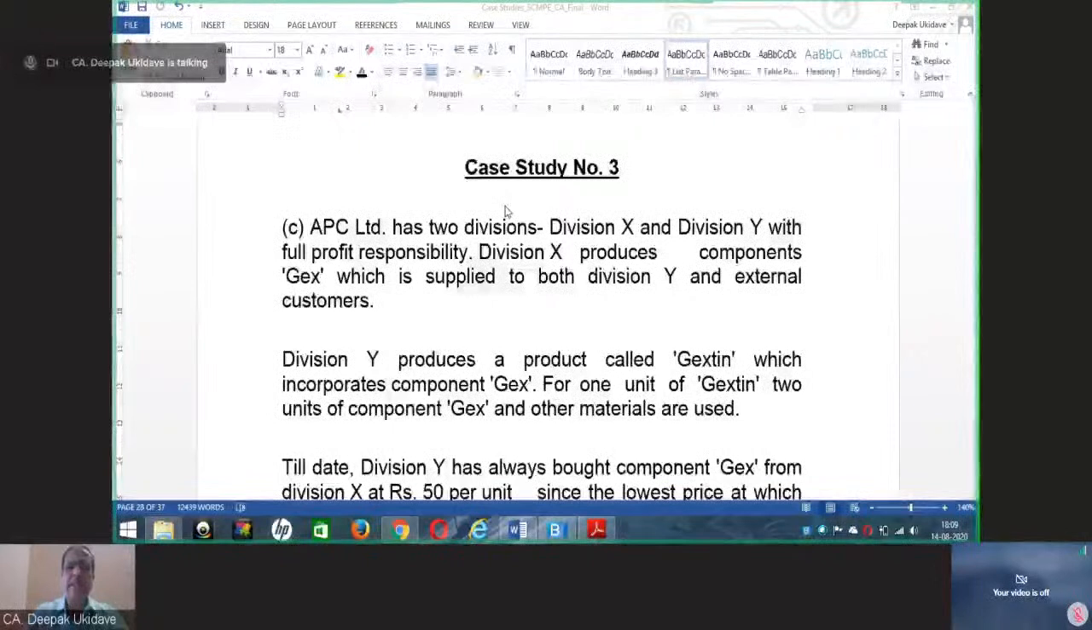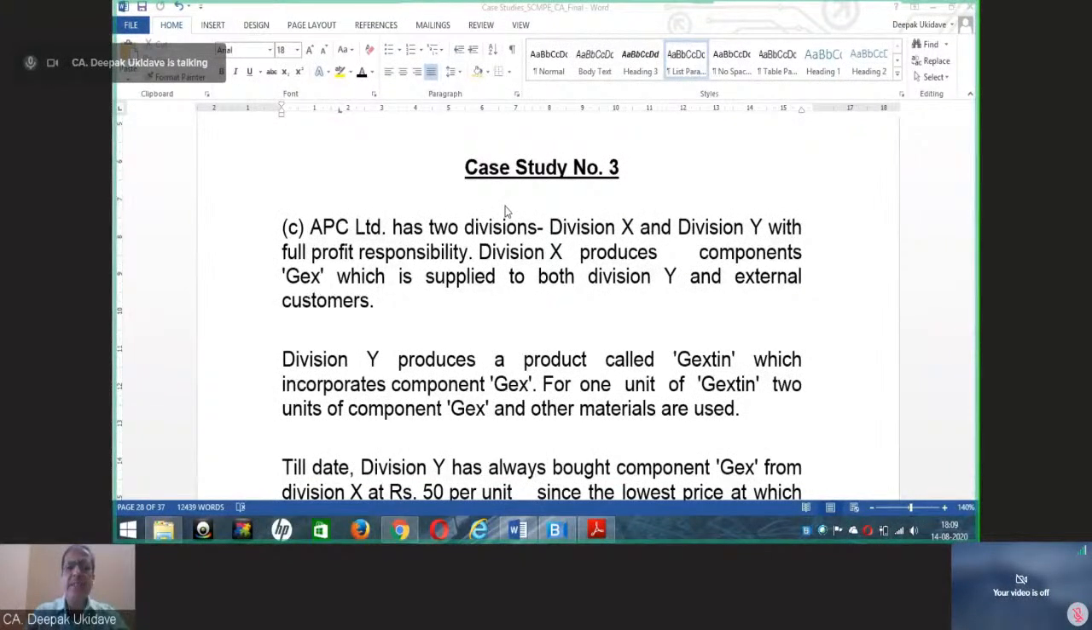In the table, I have drawn two columns. One is supply by X division internally, and internal supply is 2,40,000 units. The second column is supply to external customer, which is 2,60,000. But before that, you must understand where this 2,40,000 came from. It is 1,20,000 multiplied by 2, that is 2,40,000. And 2,60,000 is the balancing figure, which is total capacity 5 lakh minus 2,40,000.